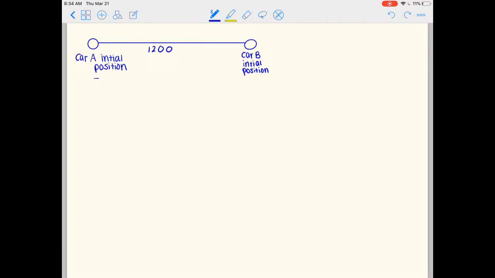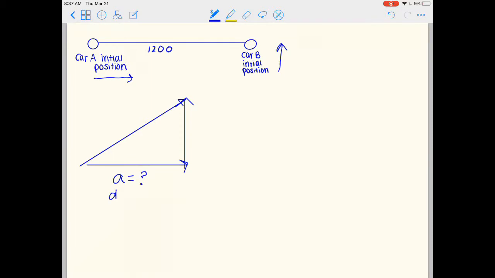So we know that car A and car B are initially 1,200 miles apart, and car A is moving east and car B is moving north. Based on this information, we can make a triangle, so we draw our arrow east and our arrow north. We're not sure the distance of each side, but we will be able to figure that out.